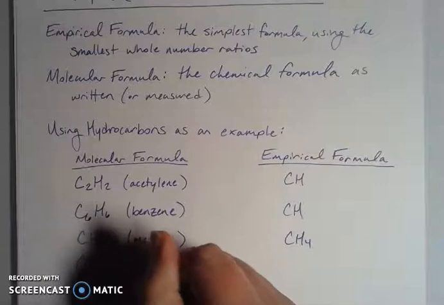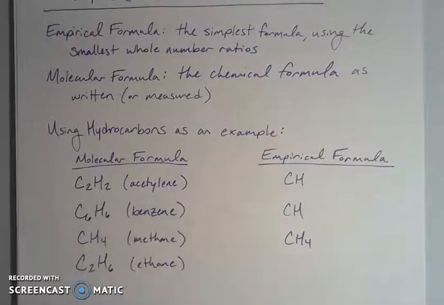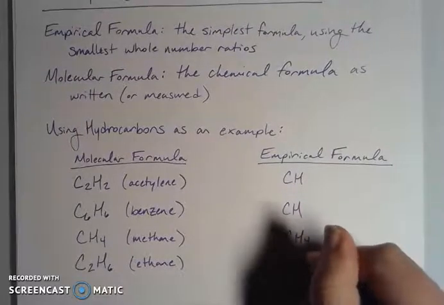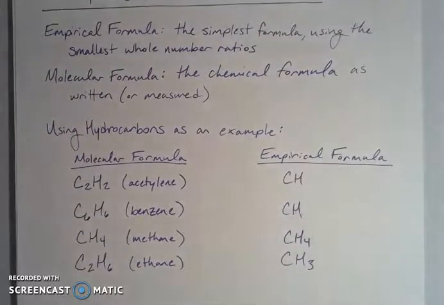C2H6 is ethane. It's an alkane with 2 carbons in it, so it has the prefix eth. So C2H6, I can divide both of these by 2. That gives me a chemical formula of CH3 as an empirical formula. Okay, so empirical, simplest, broken down. This is not the way the compound actually looks, but I've reduced down the numbers in my molecular formula to their simplest ratio. Okay, so that's kind of what we're talking about when we're talking about empirical versus molecular formulas.